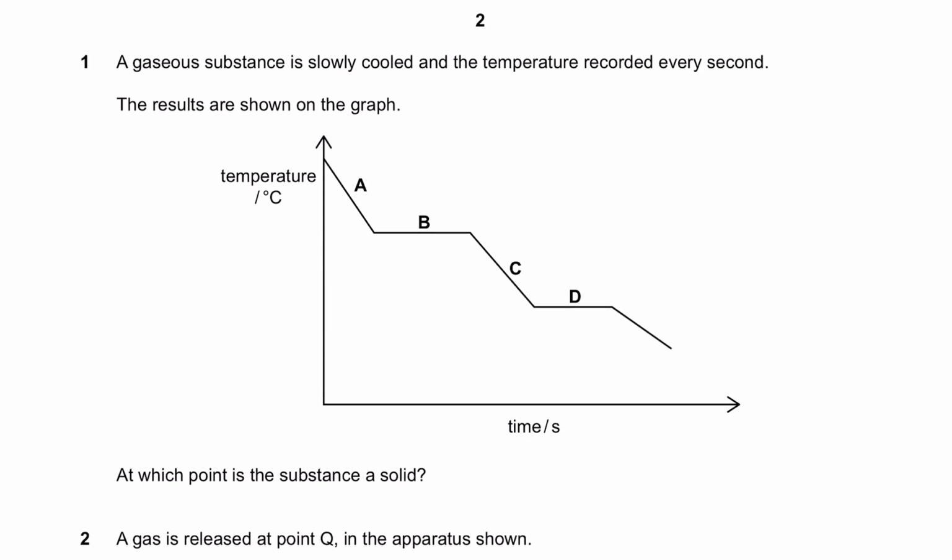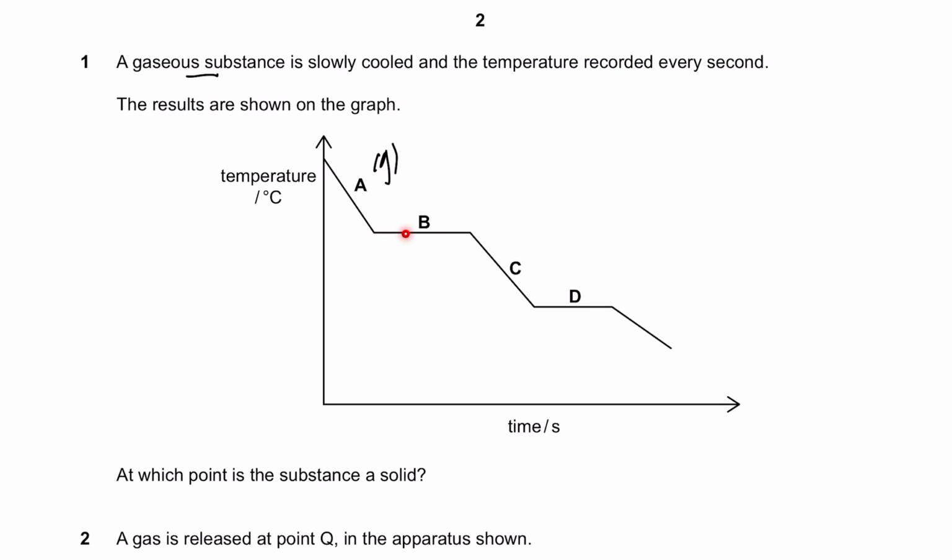So question number 1 says, a gaseous substance is slowly cooled and the temperature recorded every second. The results are shown on the graph. Okay, so this is basically a cooling curve. What does a cooling curve tell you? It tells you how the temperature of a substance changes once you cool it down, right? So it says it was a gaseous substance, so at A it would be a gas.